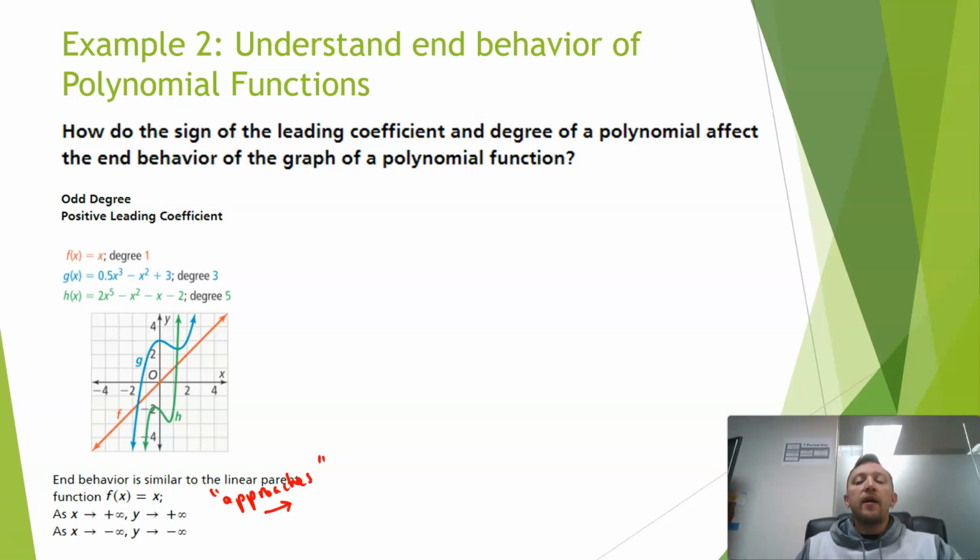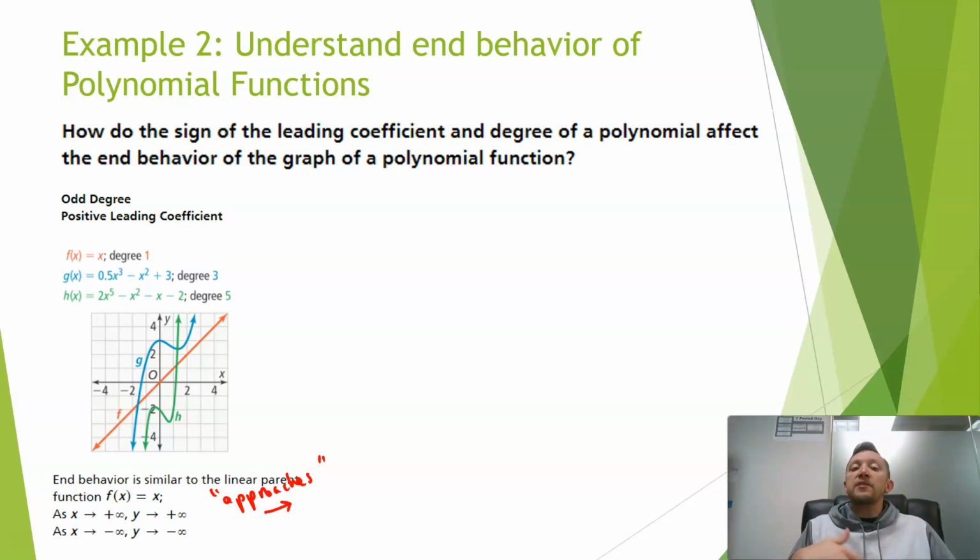Okay, so when you see that arrow, it means the term approaches. So we would read that as x approaches infinity. Well, that's also referring to the right side of the graph. So when we talk about as x approaches infinity, I want you to remember that that's referring to the right side of the graph.